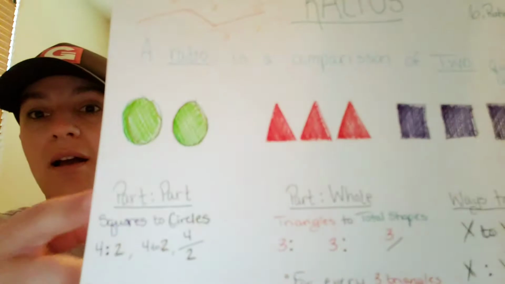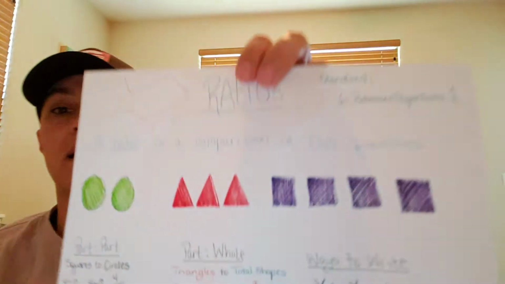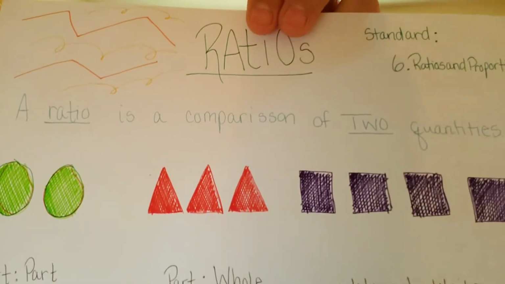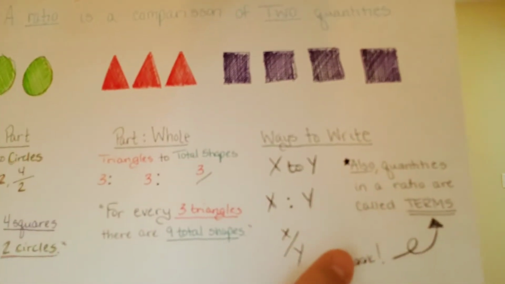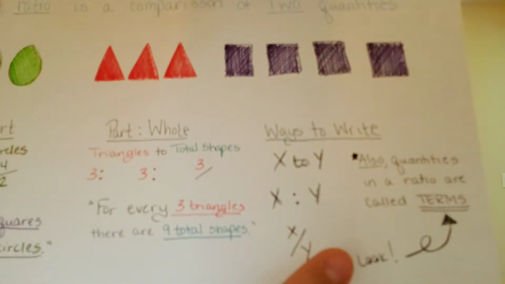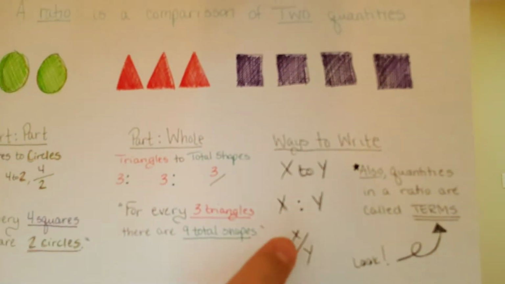So if we were to start out with this, I would have the shapes. I like to do mine as individual colors because the brighter the better. So what I did is I just created the circles, the triangles, and the squares. Just some really basic shapes. I didn't want to do anything too fancy. And then I would probably start out with this first as how they would write it: x to y, x:y, and x over y.